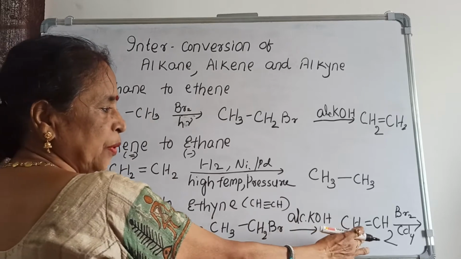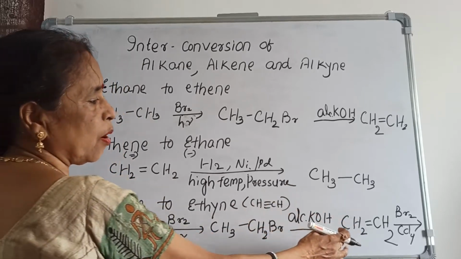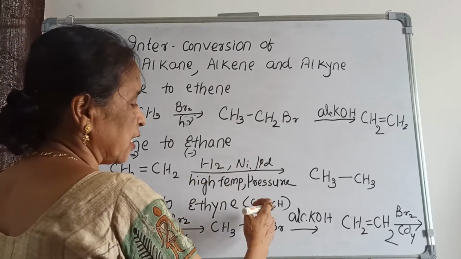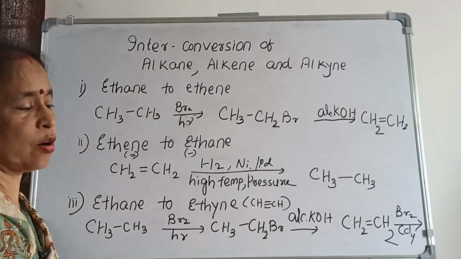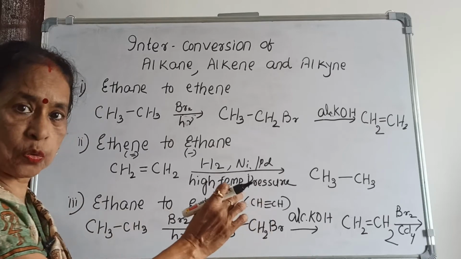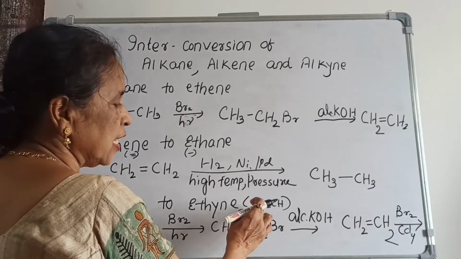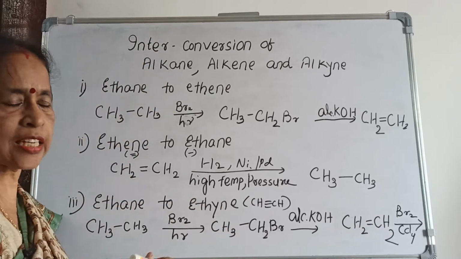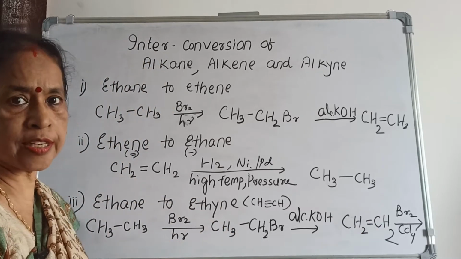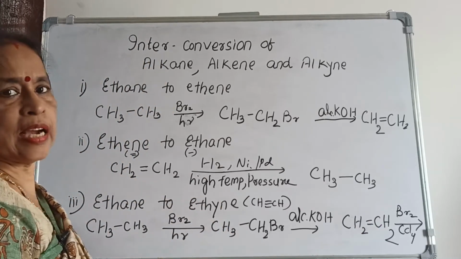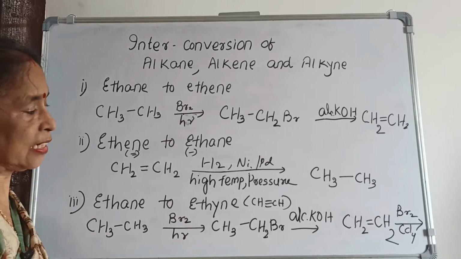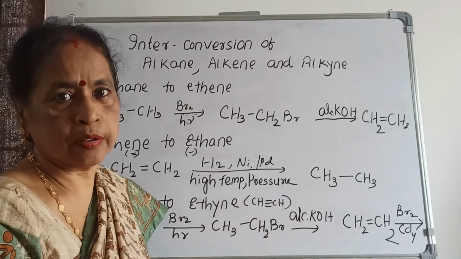That means up to here you know how to get a double bond, and after that we will see how we will get that ethyne having a triple bond. The formula is C2H2 and the structure is CH triple bond CH. First this ethene should react with bromine and carbon tetrachloride, and after that alcoholic KOH, where it will get the alkyne, that is ethyne, CH triple bond CH.